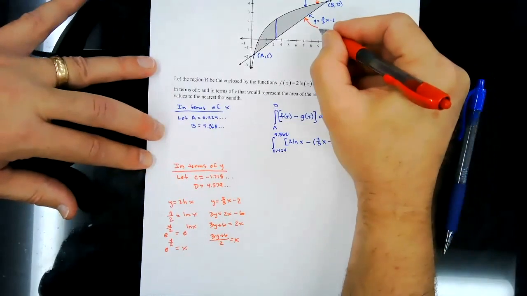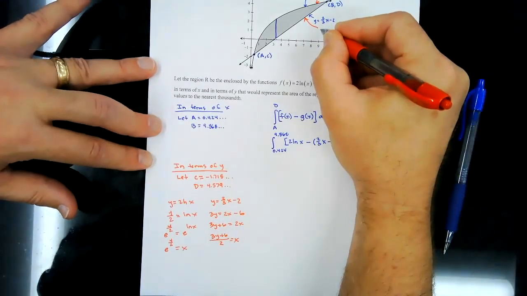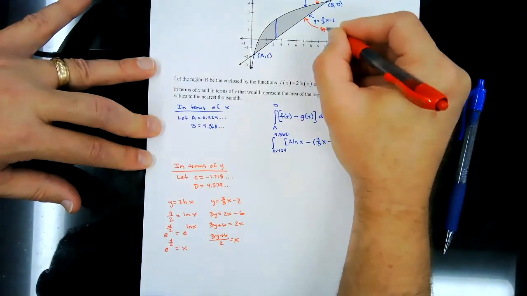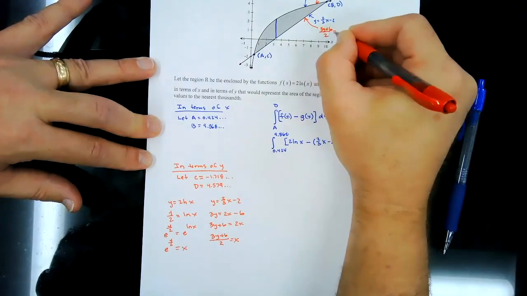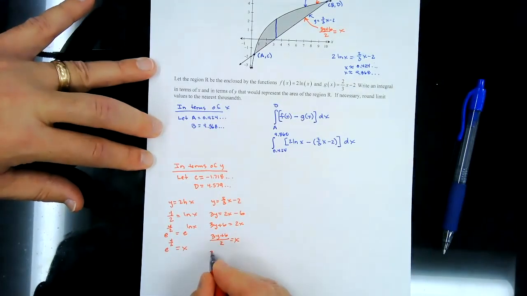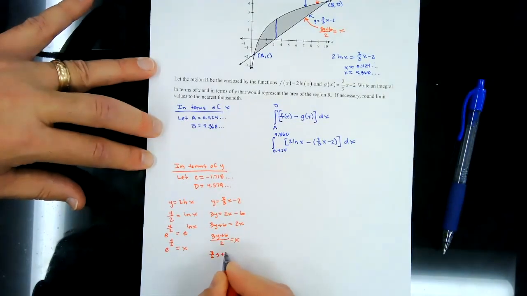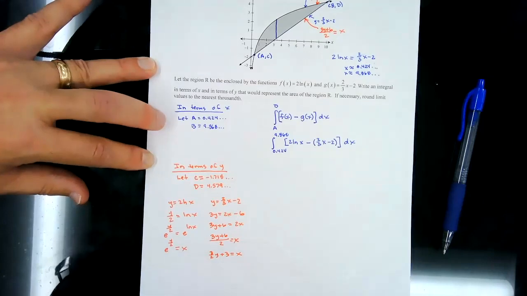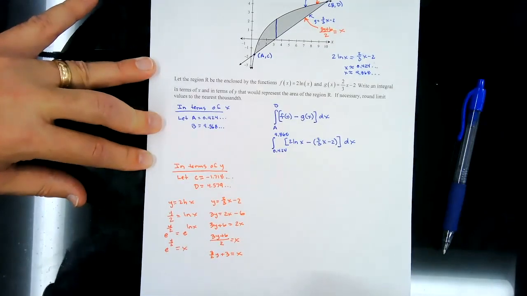So that means this equation right here could be written as (3y plus 6) over 2, and that's equal to x. Or you could also write this as 3/2 y plus 3 is equal to x. You could write it that way too, okay? Either way is fine, all right?